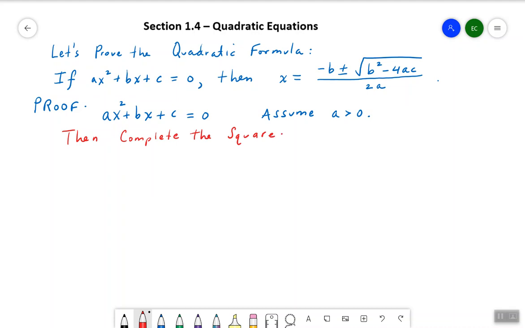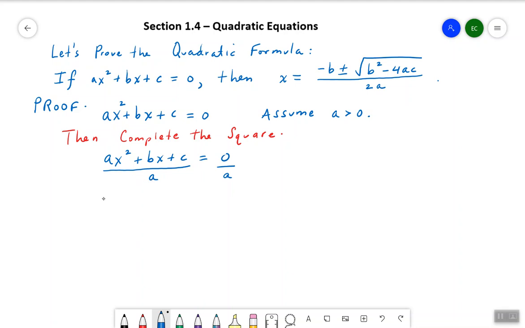What we said is that if the coefficient on x squared is not equal to 1, then we should divide that coefficient off. And so we're going to divide both sides of this equation by a. Let's write it out. Let's write ax squared plus bx plus c is equal to 0. Let's divide both sides by a. And then what does that get us?